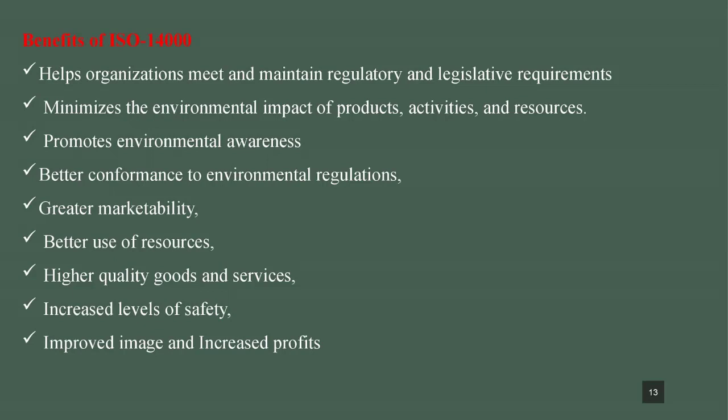Finally, 14000 generally deals with environmental management system. It mainly concentrates on the environment. That means the organization as well as the product they are manufacturing should not affect the environment. So if we maintain ISO 14000, these are the benefits we can expect.